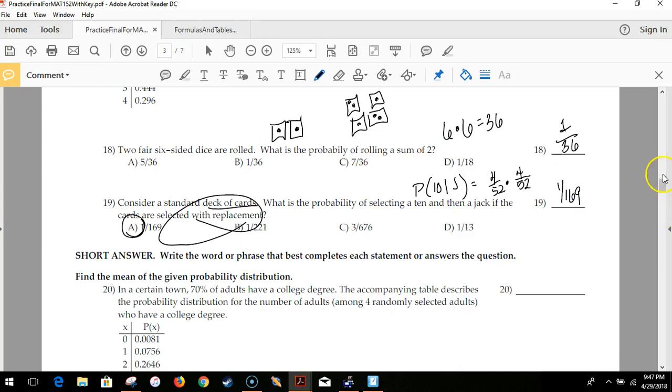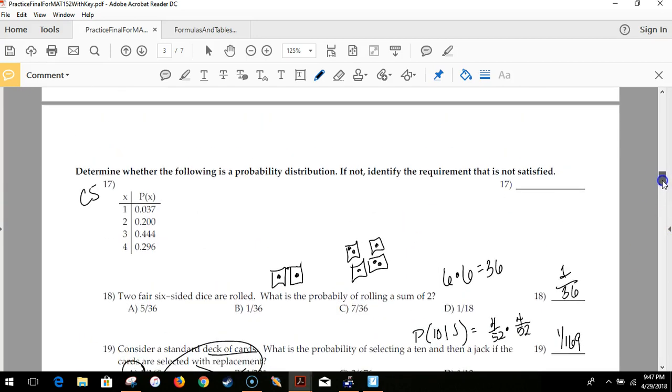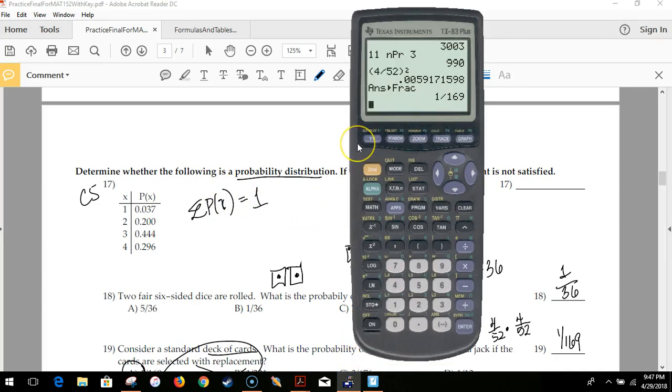I'm going to go back up to number 17 because that's where chapter 5 starts. It says, is this a probability distribution? If not, tell me what the problem is. In order for a table to be a probability distribution, the P of X is, right? All those probabilities have to add up to exactly 1.